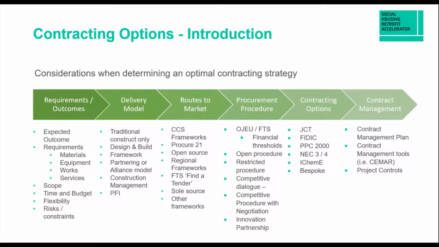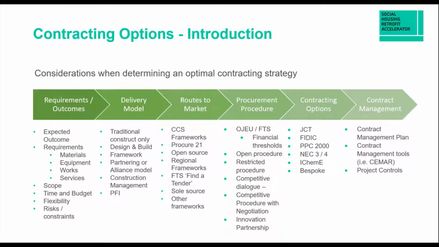Route to market is a really important aspect of the early work, understanding where we're going to bring in our suppliers from. A popular route within public sector is to use the CCS frameworks, and there are other frameworks that can be used, such as Procure 21, and these frameworks do provide an accelerated route to market. On the other hand, we might be looking to use FTS, which is the successor to what was known as the OJEU public procurement route. Other options might be a sole source or other frameworks.